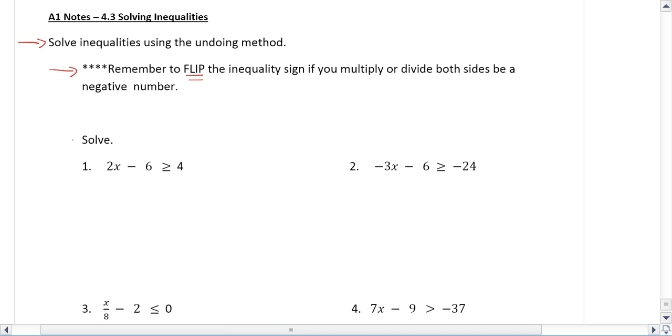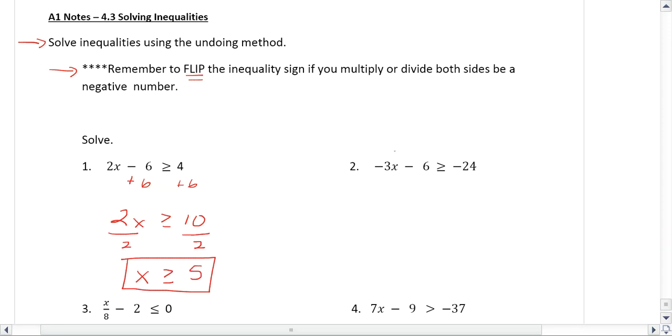So let's go right into the examples. We have 2x minus 6. If you recall, we're doing PEMDAS backwards, so we need to start by adding a 6 to both sides. And of course, that doesn't change the inequality. And the last step here is to divide by 2, and since you're dividing by a positive 2, again, no effect on that inequality sign. So the answer is just x greater than or equal to 5.